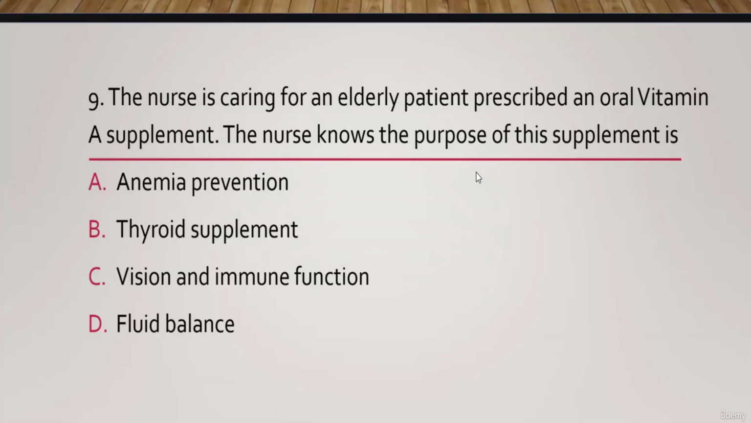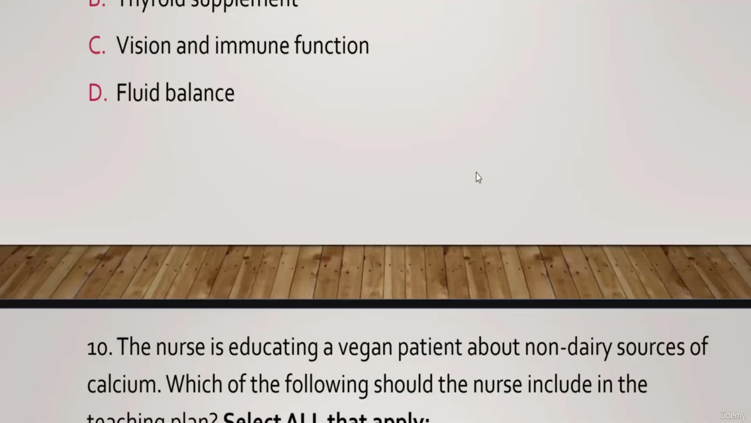Another question, the nurse is caring for an elderly patient prescribed an oral vitamin A supplement. The nurse knows the purpose of this supplement is, again, we're talking about someone who is lacking in vitamin A, right? So this patient is definitely suffering from vision and immune function issues. That's it, vision and immune function. Now, again, if the patient has comorbidities, we can include other options such as anemia and thyroid supplements.